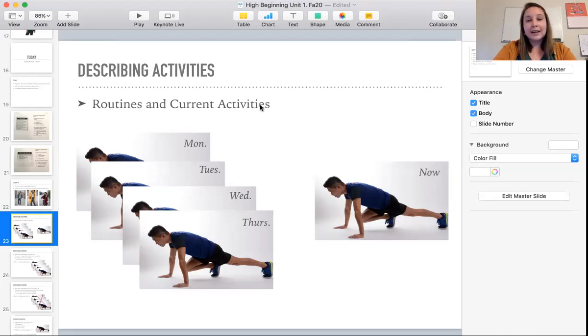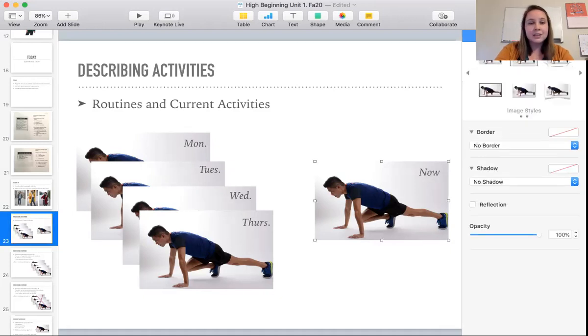Then we have current activities, things that are happening right now. So here, right now, he is exercising. So he exercises. He is exercising. Repeat after me. He exercises. He is exercising.